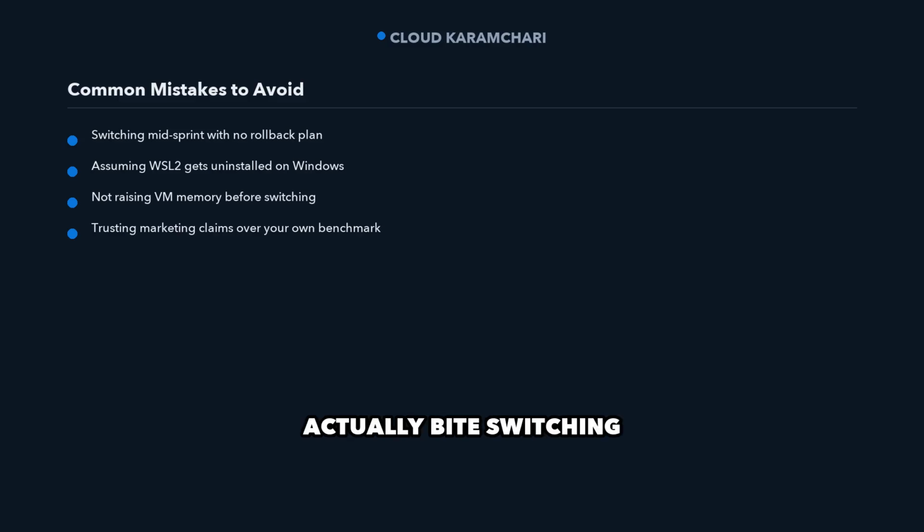The mistakes that actually bite: switching on a machine you need working in an hour with no rollback plan, assuming WSL2 disappears on Windows, skipping the memory bump first, and trusting Docker's performance claims instead of timing your own build.